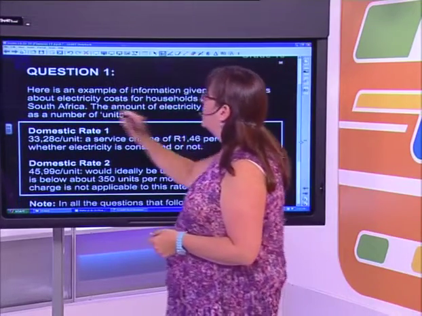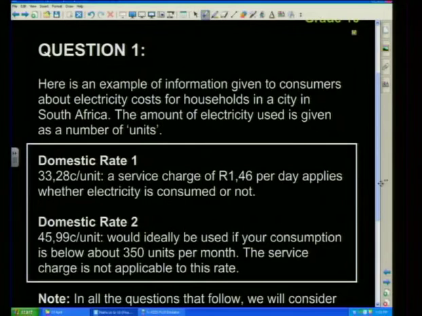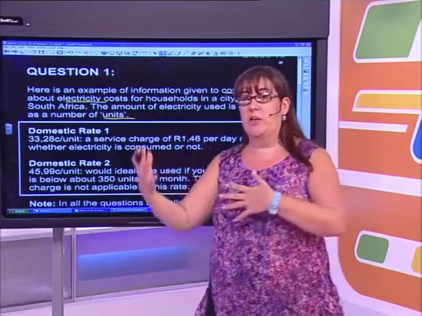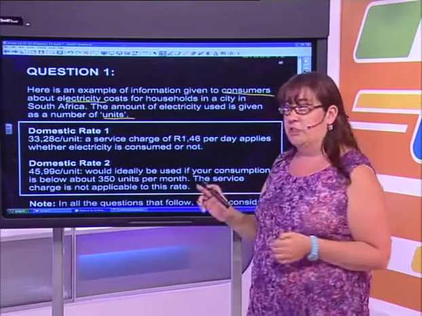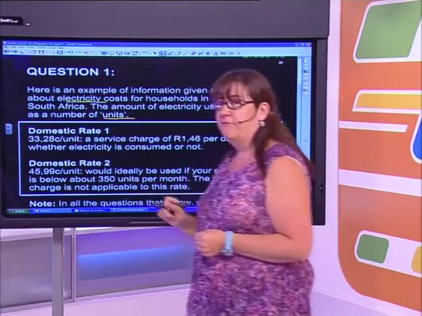Question 1 says, here's an example of information given to consumers about electricity costs for households in a city in South Africa. The consumers are the people that are buying the electricity, and this is the information that they get. The amount of electricity used is given as a number of units. When we talk about electricity, I'm going to be using 5 units or 10 units, and that's what we need to discuss. And we've got 2 different rates.